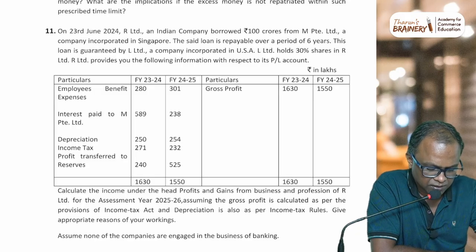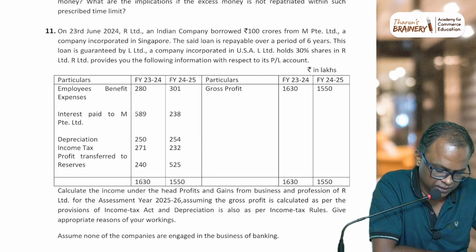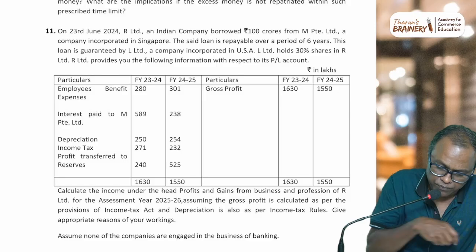Gross profit is calculated as per the provisions of income tax. That word is very important, right? Gross profit is calculated as per the provisions of income tax, and depreciation is also as per income tax rules. Give appropriate reasons for your workings. Assume none of the companies are engaged in the business of banking.